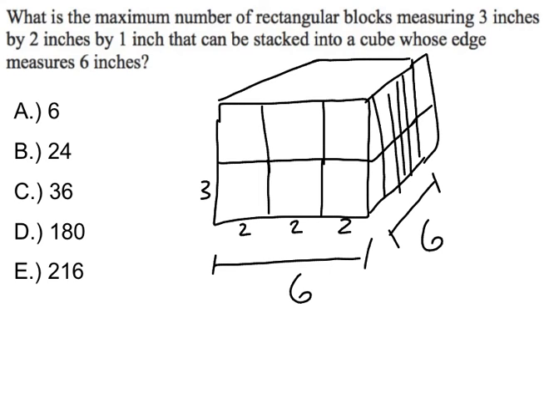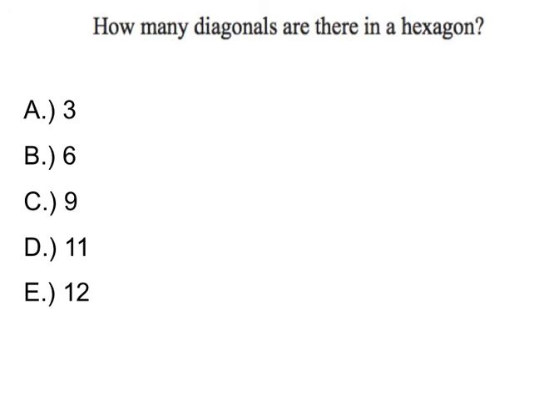So if I have 6 on the front and it goes 6 deep, that is 6 times 6, which is 36. Now there's a few different ways to come up with that one. I feel like drawing it is the easiest. Visualizing is okay. How many diagonals are there in a hexagon?